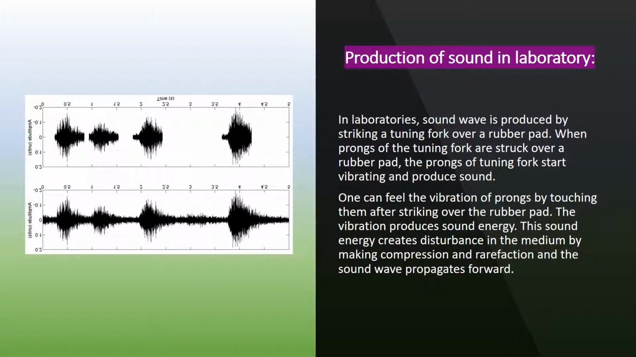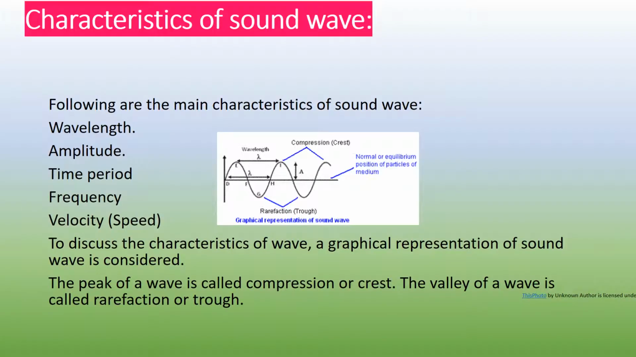Production of sound in laboratory. In laboratories, sound wave is produced by striking a tuning fork over a rubber pad. When prongs of the tuning fork are struck over a rubber pad, the prongs start vibrating and produce sound. One can feel the vibration of prongs by touching them after striking over the rubber pad. The vibration produces sound energy. This sound energy creates disturbance in the medium by making compression and rarefaction, and the sound wave propagates forward.